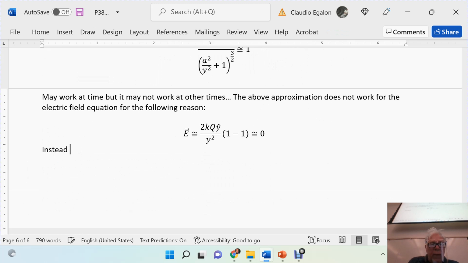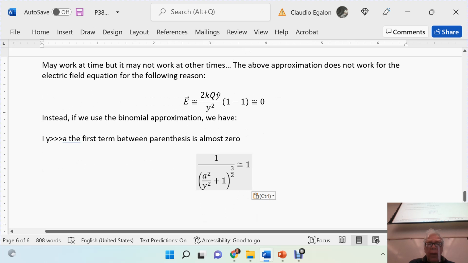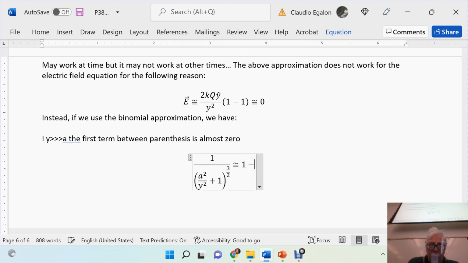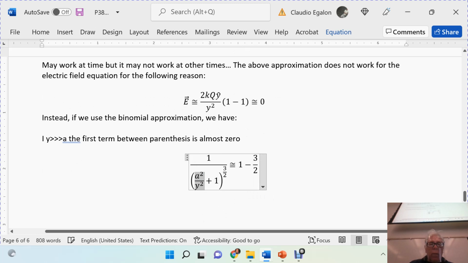If we use the binomial approximation, we have, it's going to be something like that, minus. This thing is just like a Taylor series expansion, okay? That's what the binomial approximation is. A Taylor series expansion up to this term right in here. Okay? Have you ever seen that? Here you go.